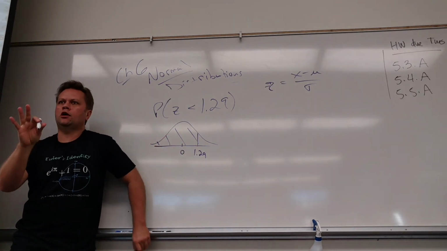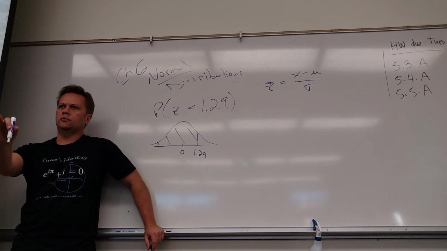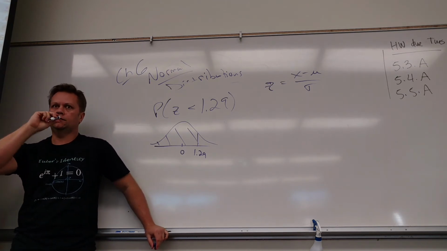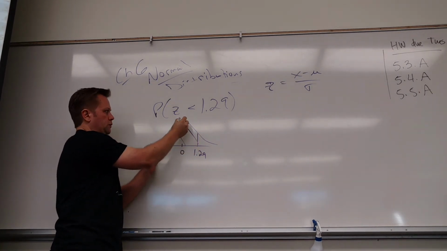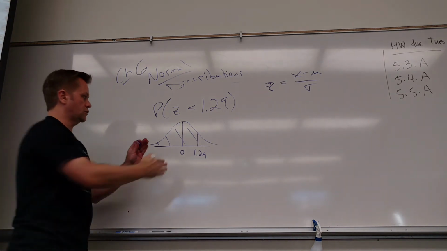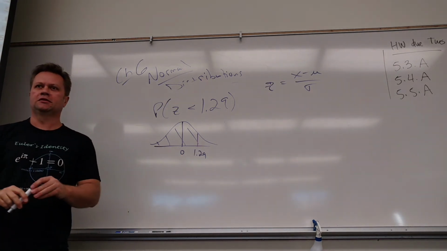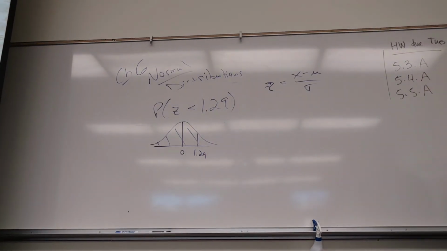Always draw a picture for yourself. You've got to trust me on that. The people that don't draw a picture are the people who are going to make the simple mistakes. If you draw a picture, you can see if it makes sense. So I know this is going to be more than what? What's below 0? 0 cuts it in half, so there should be 50%. So this should be more than 50%. So you know what to expect. So what do you guys say when you look at 1.29?